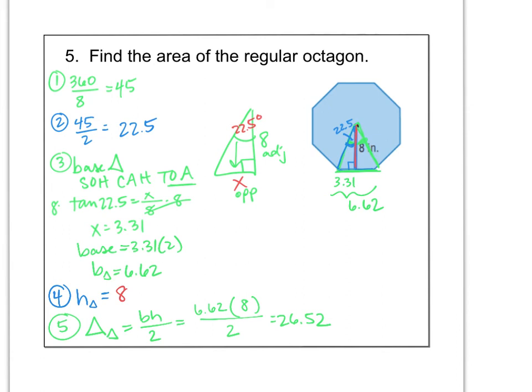Our last step, step number 6, is now we know how big each triangle is, 26.52. Now we have to multiply by the number of triangles or the number of sides. In this case, it's an octagon, so we'll multiply by 8. And I wind up with 212.16. Again, if you end up with 211 or 213, it's just because of where you rounded. Don't worry about it. On the quiz, you'll just pick the choice that's closest to 212.16.